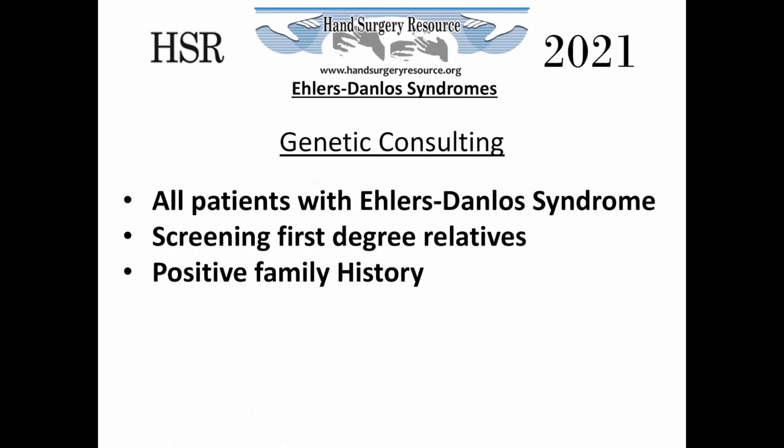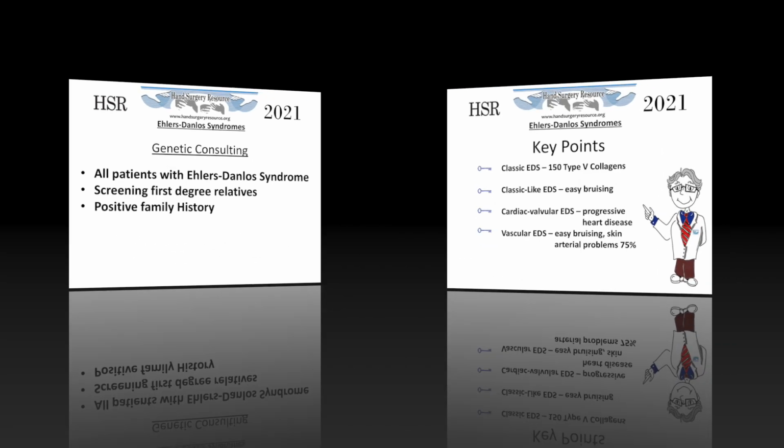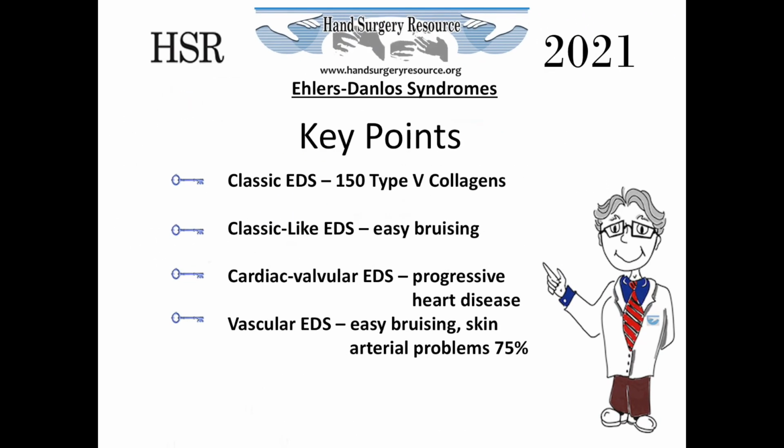Genetic counseling and genetic molecular testing should be considered for all patients with Ehlers-Danlos syndrome. Furthermore, screening of first and sometimes second-generation relatives should be considered. Finally, all patients should be checked for positive family history. Now that we have considered the signs, symptoms, diagnostic tools, and treatment options for patients with Ehlers-Danlos syndrome, let's remember some of the key points.